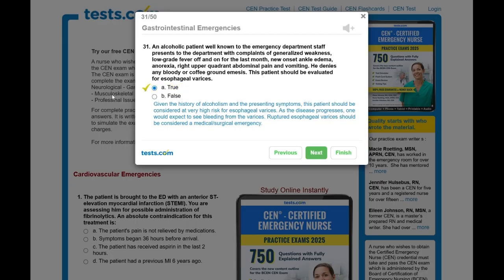A. True. Given the history of alcoholism and the presenting symptoms, this patient should be considered at very high risk for esophageal varices. As the disease progresses, one would expect to see bleeding from the varices. Ruptured esophageal varices should be considered a medical and surgical emergency.